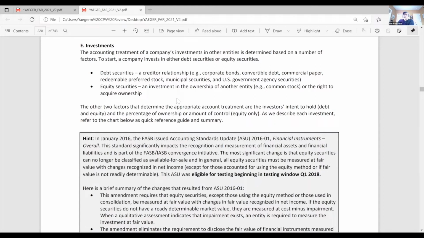As we describe each investment, I want you to refer to the chart flow. When you're getting ready to take FAR, go to the next page, make a copy of it, and that will be your final summary to study for investments. If you know the next page, you are golden. Now, this stuff in the hint area, I'm going to come back to after I review the accounting for it. Can you please remind me to come back to this hint box? These are some of the most recent updates for the accounting for investments, but I'd rather go through the basics first before I get to the updates.